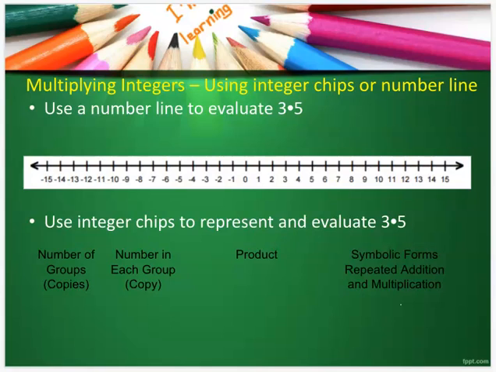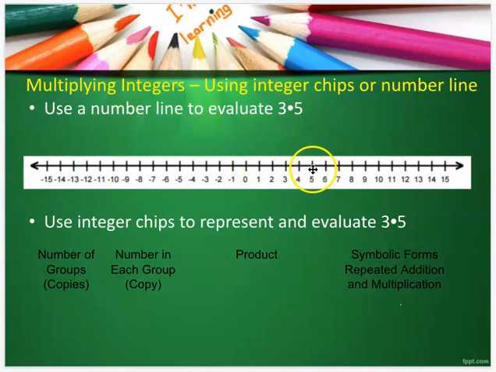So in addition to looking for patterns, we can also multiply integers using integer chips or a number line. I don't love the model of integer chips or the number line. I prefer to use patterns, but I do want to show you how the model isn't terrible for some of these. So if we were going to use a number line to evaluate 3 times 5, I want you to go back to your whole number scenario and remember that would be 3 copies of 5. So I could model that on my number line.